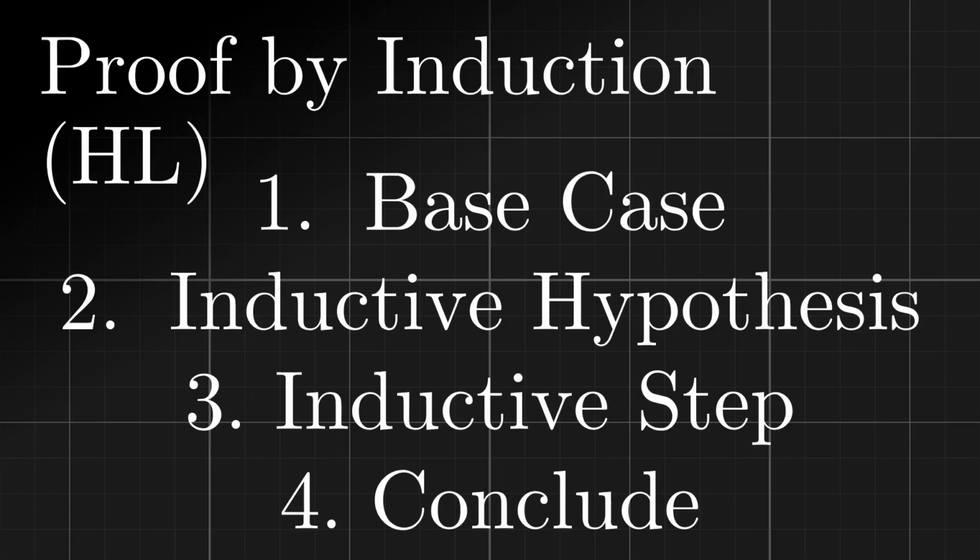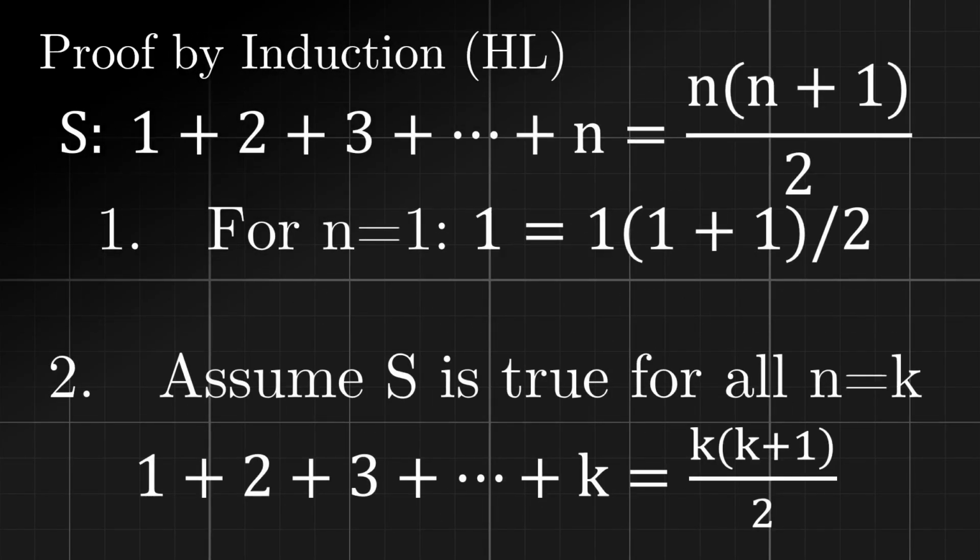It involves two key parts. First off is the base case. First, you prove that you can get onto the first step. This is usually showing the statement is true for n equals 1, or sometimes n equals 0. Easy enough. Now the second part is the inductive step.